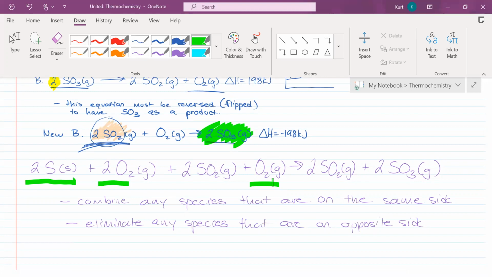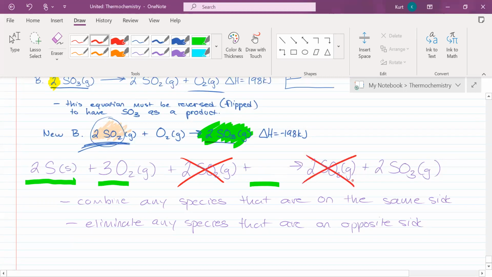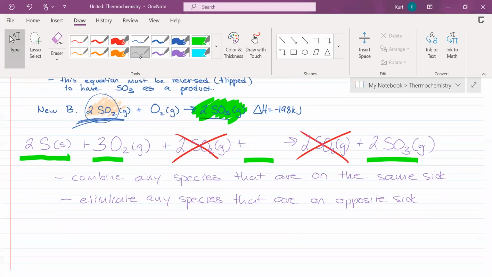So pay attention. Here's what I'm going to do. I'm just going to erase this guy, get him out of the way, and I'm going to combine him over here. So this is now going to be 3 O2s. Do you see that? Okay. Do you see sulfur dioxide on the other side of the equation? How many? So this is gone, and this is gone. And then sulfur trioxide gets to stay. So you're going to bring everything down. Let's do that.